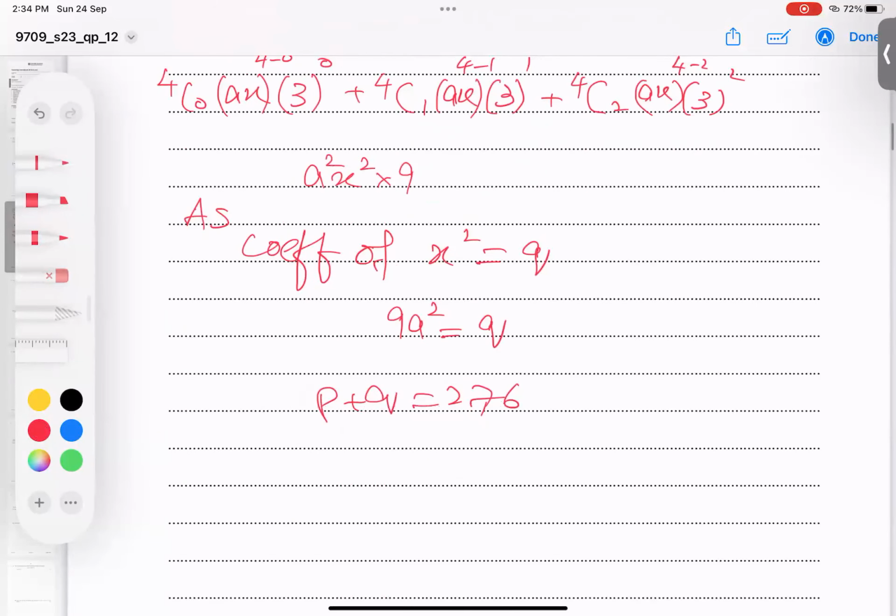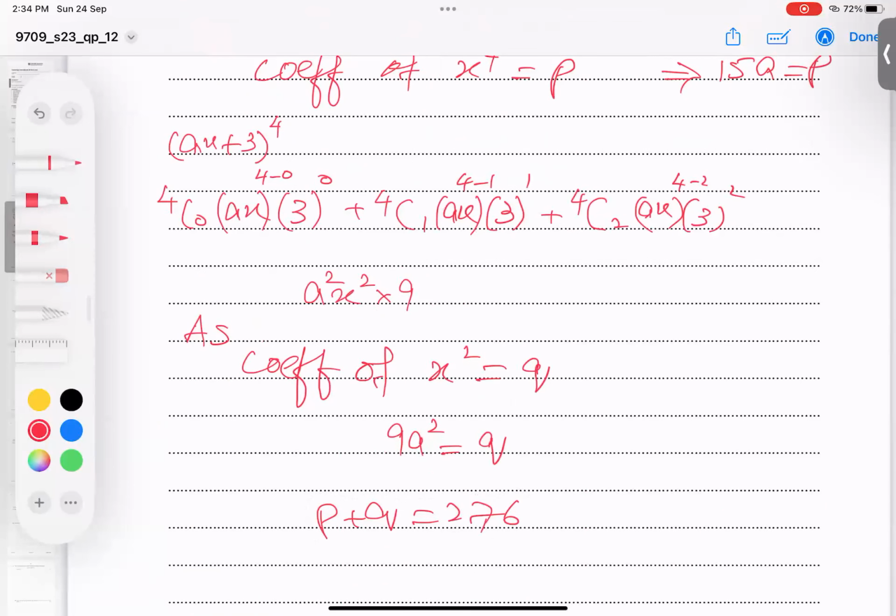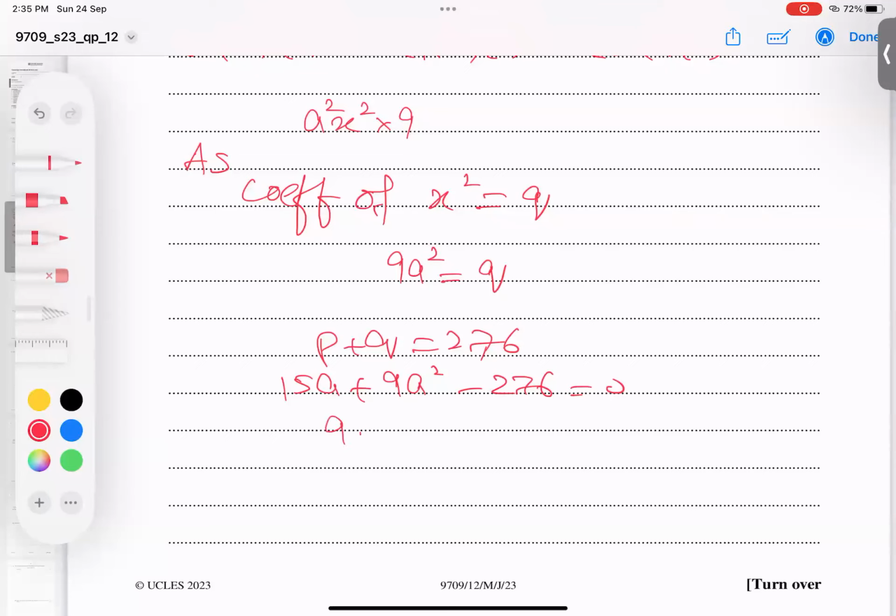Okay, students. So now I'm going to plug in. What am I going to plug in? This value of p is coming here, so 15a. And q is 9a square. I'm copying. And 276 will go to the left hand side. So I believe all points are very clear. Reorder: 9a square plus 15a minus 276 equals 0. After this, what is the next plan? Simply apply the quadratic formula. Okay.